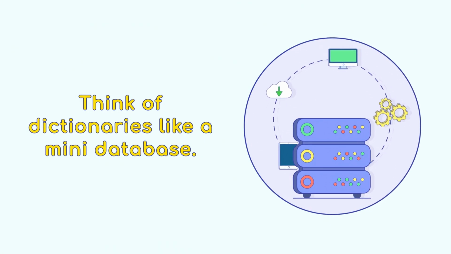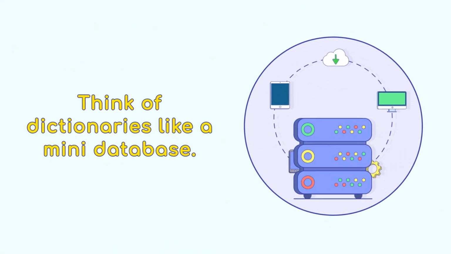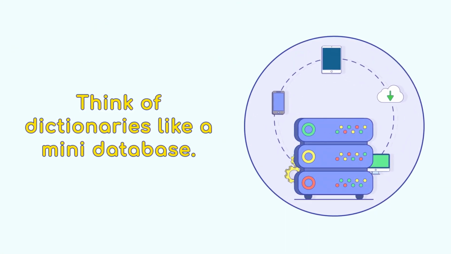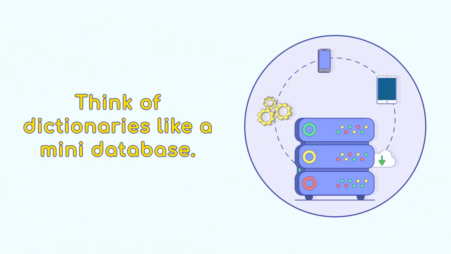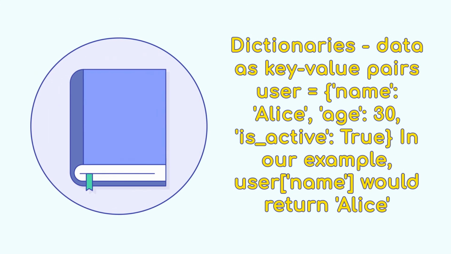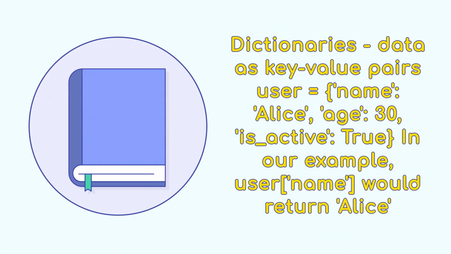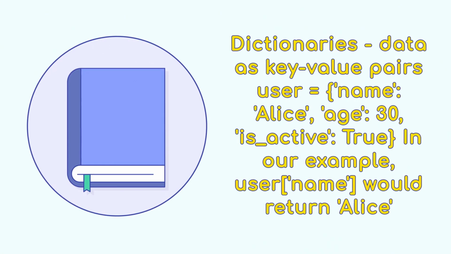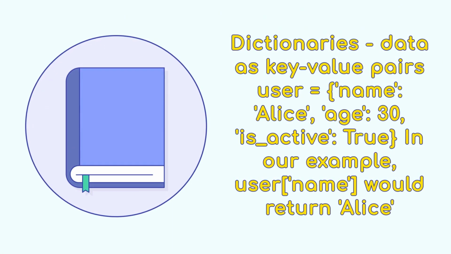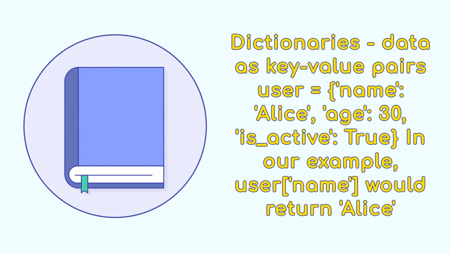Then we have dictionaries, which store data as key-value pairs. Think of a dictionary like a mini database. Each key is a unique identifier, and each key points to a value. For example, user = {"name": "Alice", "age": 30, "is_active": True}. Dictionaries are perfect for organizing data where each item has a specific label or key. In our example, user["name"] would return "Alice".